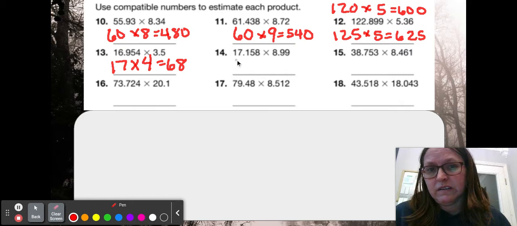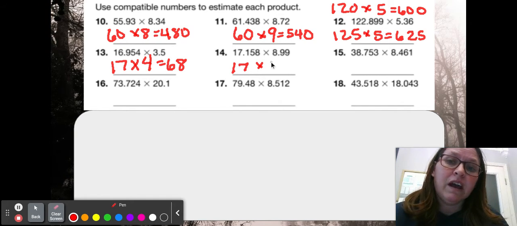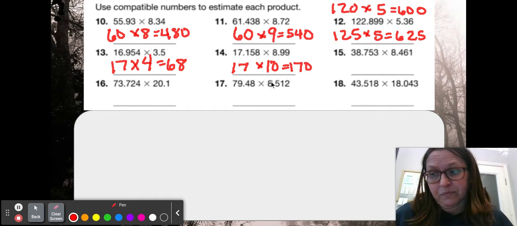Number 14, 17.158 is also close to 17. And 8.99, with this one, I'm actually going to round it up to a 10. So 17 times 10 equals 170.